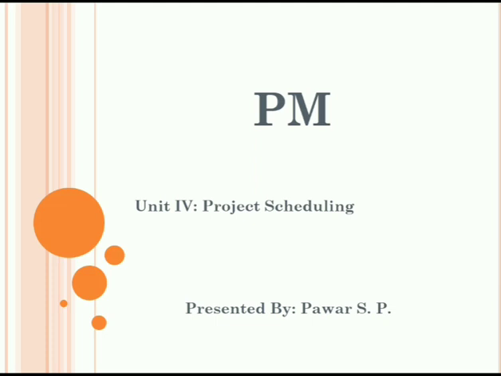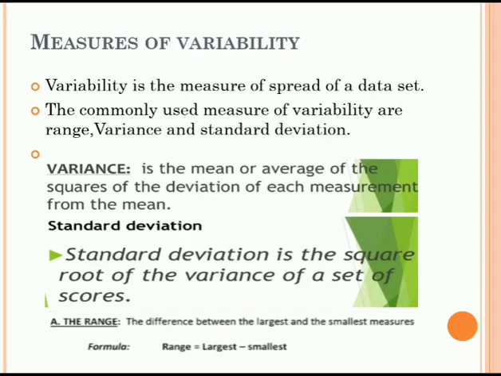Today we will see the next concept, that is measures of variability. Let us see what is measures of variability. Variability is the measure of spread of a data set. The commonly used measures of variability are range, variance, and standard deviation. It means the measure of spread of the data set. It is how much the data is spread in that data set.